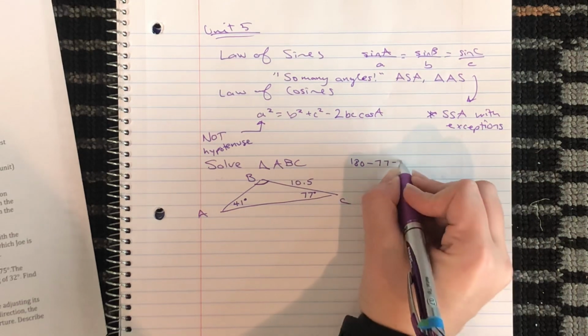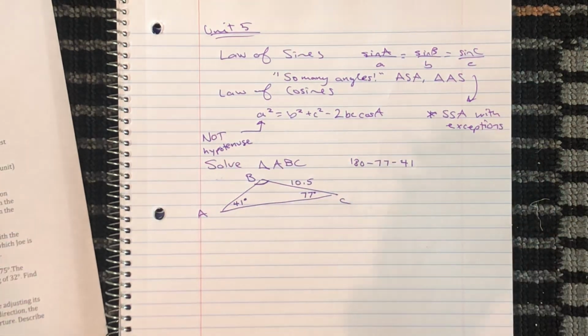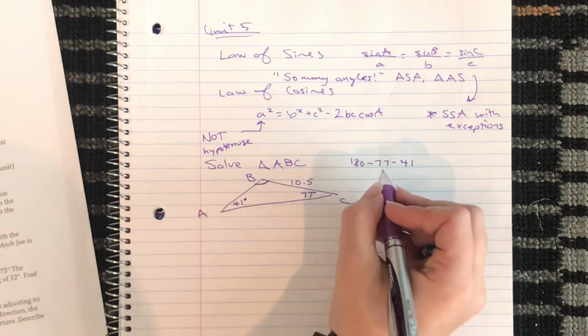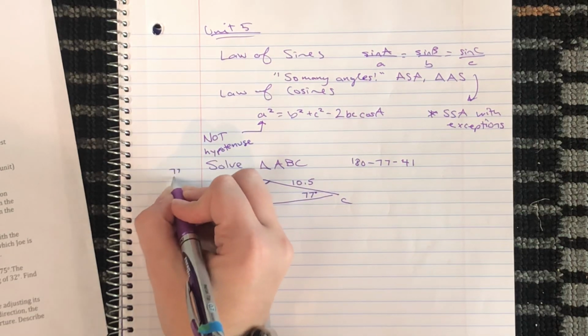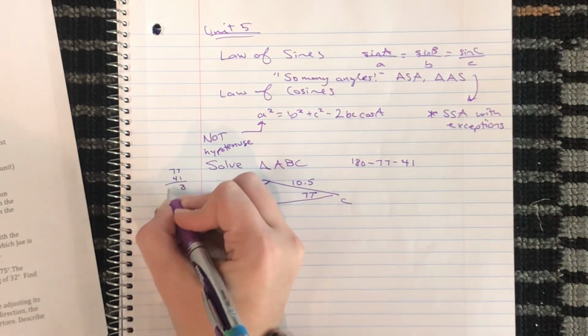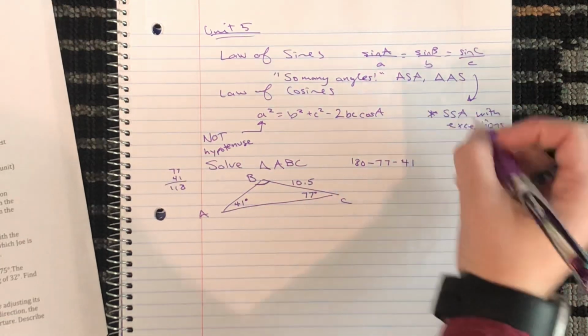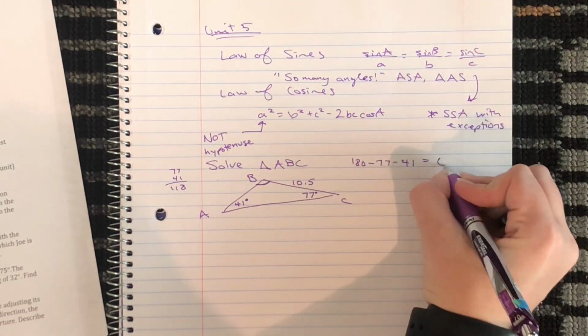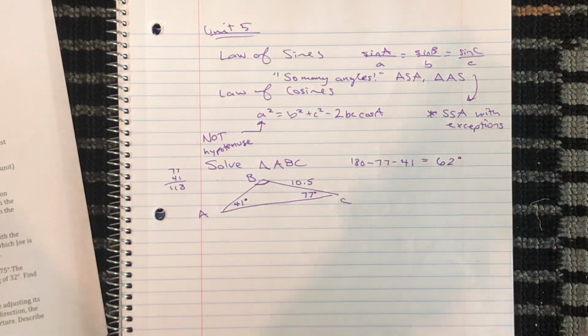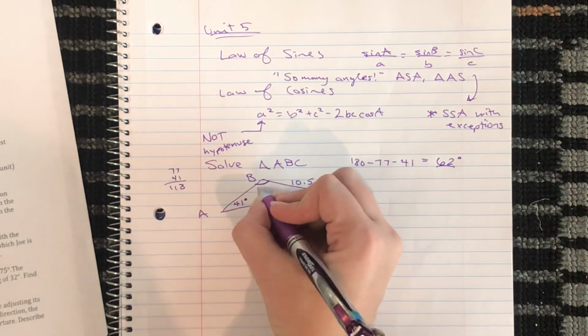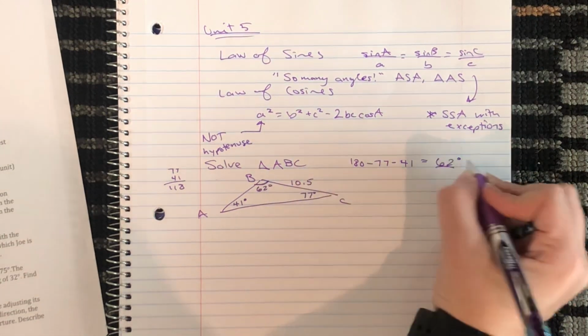Subtract 77, subtract 41. Oof, I gotta do this mental math, that's dangerous. 77 and 41, you can see me on the side, I bet. 8, you got 11, and then you're going to take that away from 180. Sounds like 62. Yep, all right, 62 degrees is angle B. So I'm already one step of the way there.